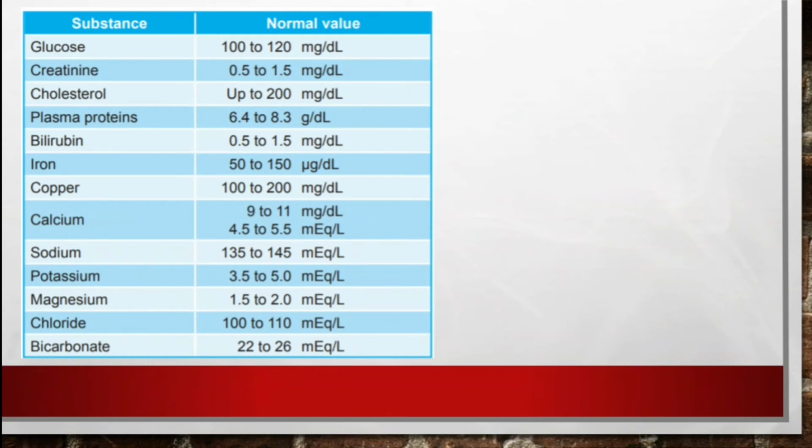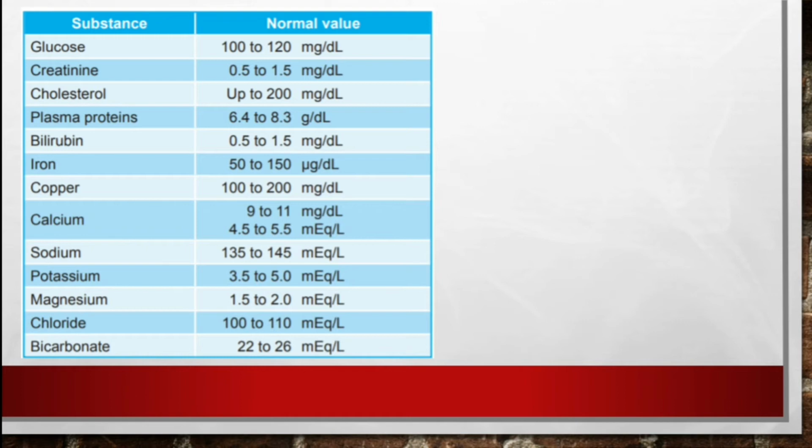These are some of the things I mentioned, and their normal values. Glucose you find around 100 to 120 milligrams per deciliter. Creatinine around 0.5 to 1.5 milligrams per dl. Cholesterol is usually up to 200 milligrams per dl. Plasma proteins from 6.4 to 8.3 grams per dl. Bilirubin from 0.5 to 1.5 milligrams per dl. The list goes like that.